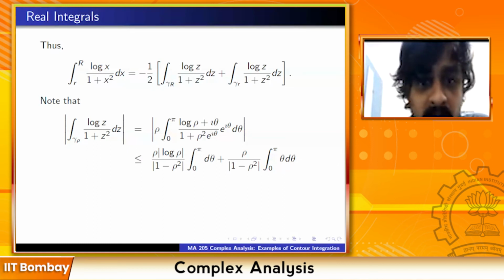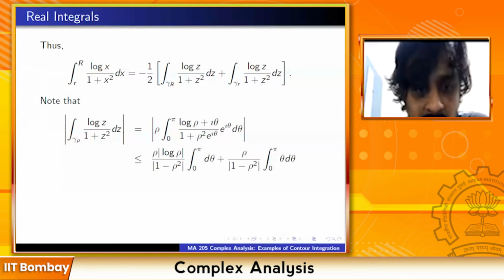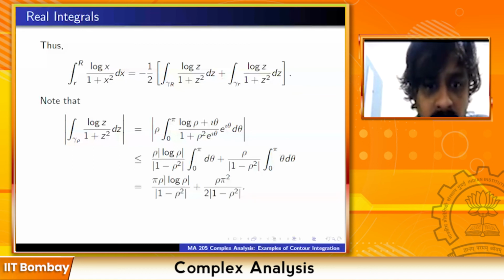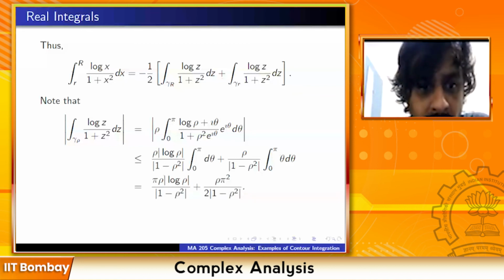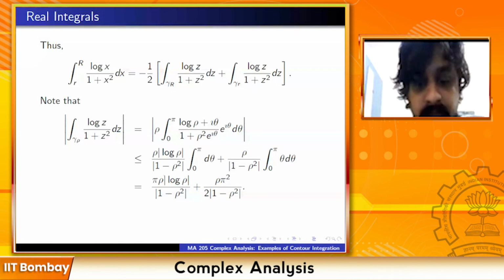Yeah, it should be e raised to 2i theta in the denominator, but that doesn't matter. That is still bounded by this 1 minus rho square. So this is equal to pi rho times modulus of log rho upon modulus of 1 minus rho square, plus rho pi square upon 2 times 1 minus rho square. Just computing the two integrals, you get this.